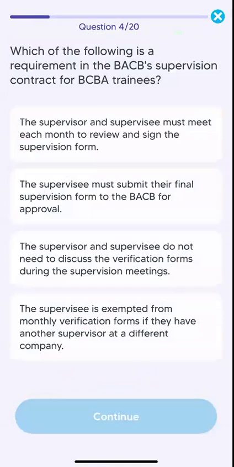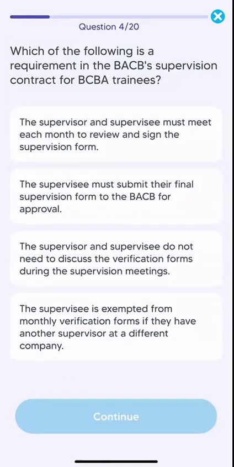Ahmed, are you able to understand if I read fast or should I go slow? Yes, I'm able to understand. You can read fast. Okay. Which of the following is a requirement in the BCBA supervision contract for BCBA trainees? The supervisor and the supervisee must meet each month to review and sign the supervision form.